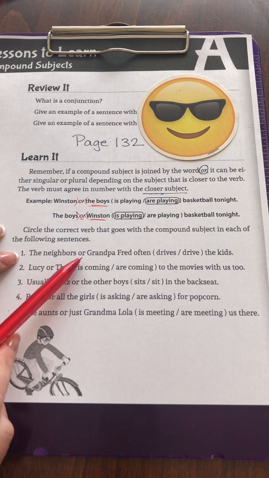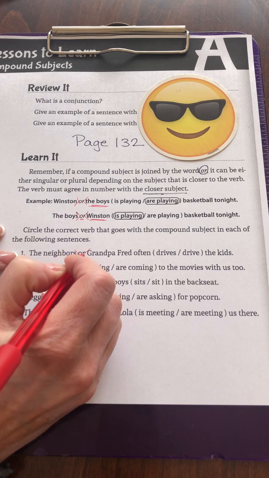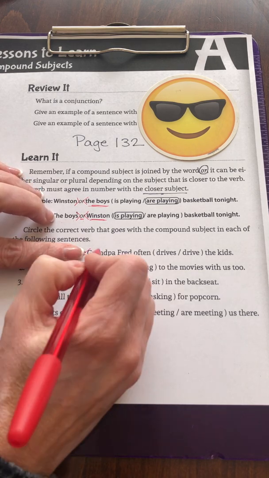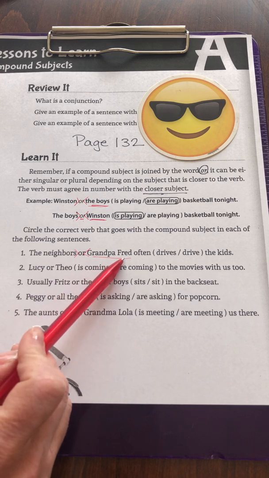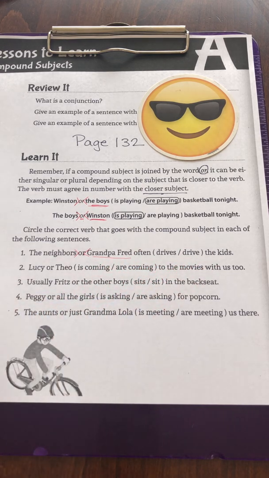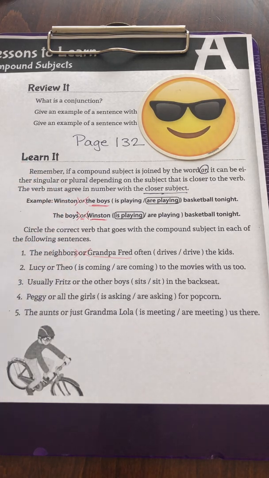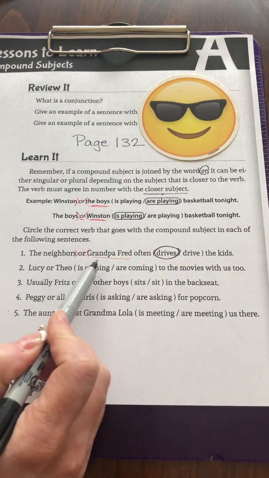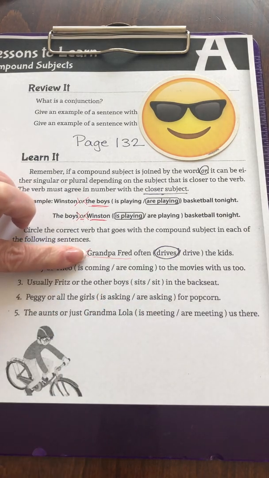The neighbors or Grandpa Fred. I want you to put your little wings around or. Now we're only talking about one of these guys. So I want you to cover up neighbors and underline Grandpa Fred. Now pick which one fits. Grandpa Fred often drives or often drive the kids. Grandpa Fred often, which would it be? Drives, exactly. So we would circle drives. The neighbors or Grandpa Fred often drives the kids. So when we have an or, we look at the second subject.